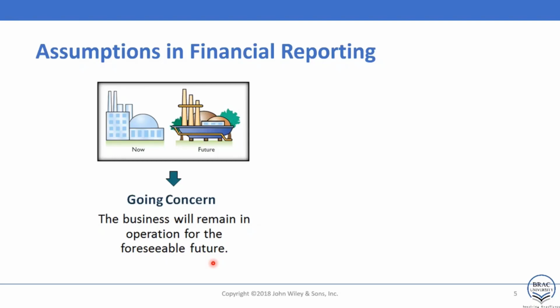So this is actually known as going concern. In accounting, we assume that a business on which we are doing our accounting will run or will remain in operation for the foreseeable future. Right?